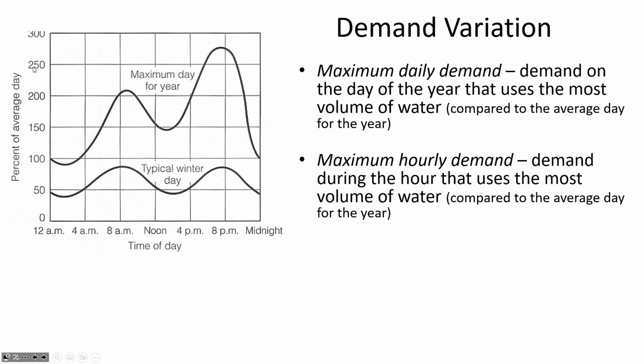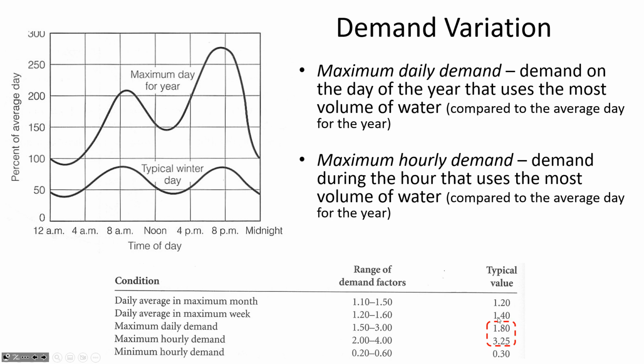The 2 design conditions that you have to consider in this demand estimation are what's the demand for the maximum day, and then also what is the demand during the maximum hour. The maximum day is about 1.8 times the average daily flow, and the maximum hourly demand is 3.25 times the maximum daily demand. So average day, multiply it by 3.25, and that gives you the maximum hour. Average day multiplied by 1.8 will give you the maximum day.